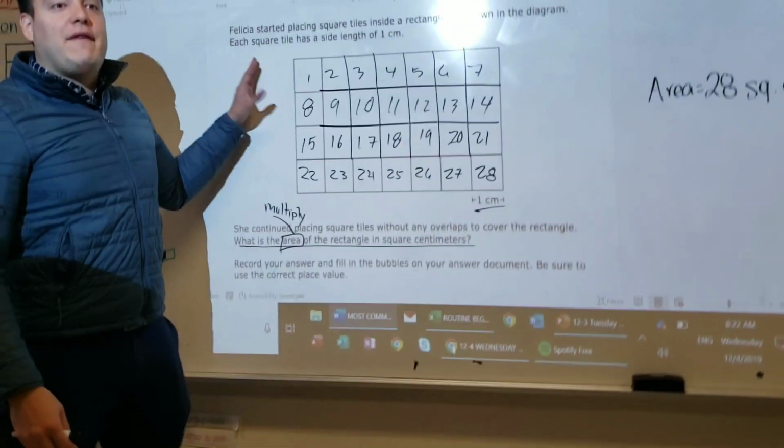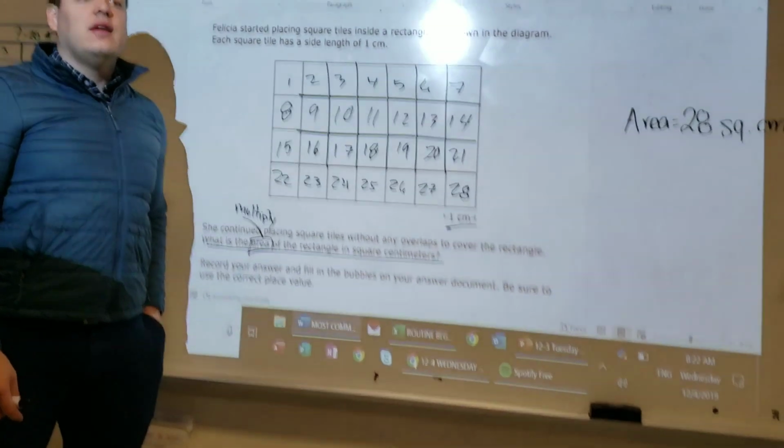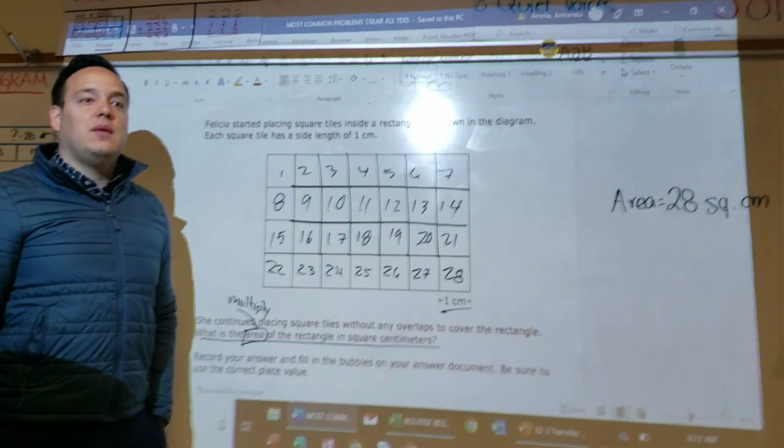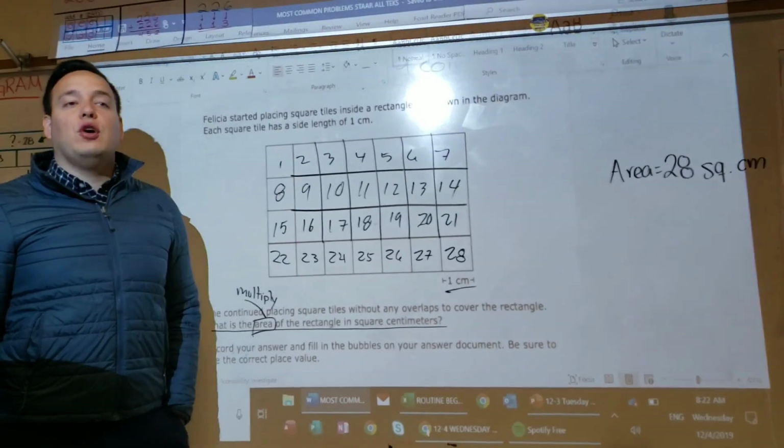There's an easier way, a faster way I can solve this. Christopher, do you know the faster way? Which one is it? ¿Cómo le haces? Multiplication. Okay, what do we multiply?